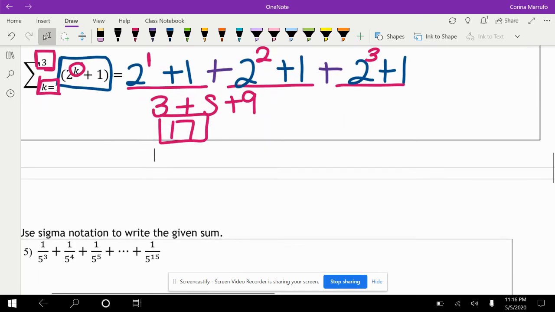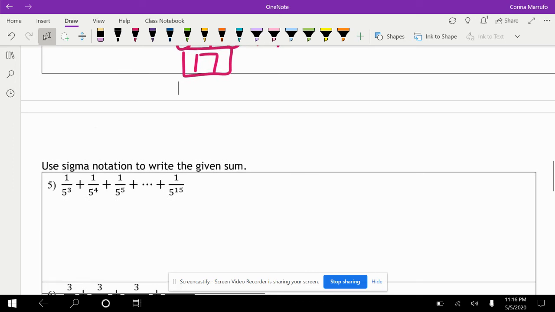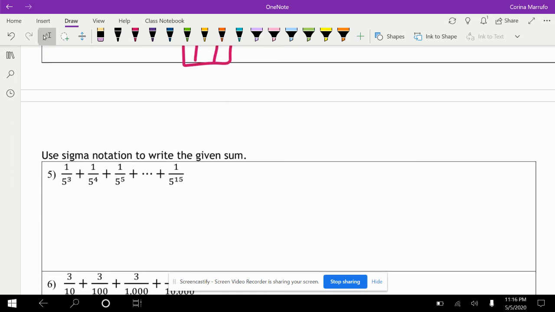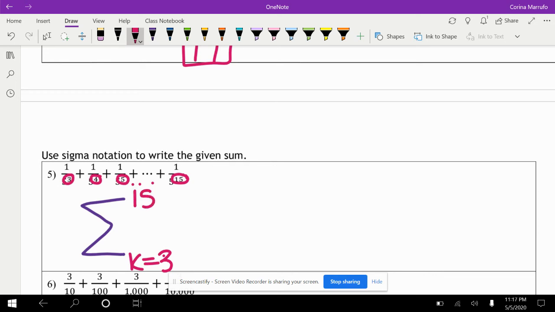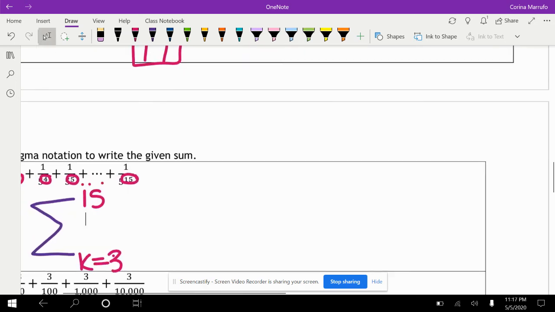All right, this next one. Now they want us to use sigma notation to write the given sum. So if we look here, we are writing our own sigma notation. Okay. So we're going to see, what does our k start at? Okay, what number are we starting at? So if you notice, the variable that's changing here is 3, 4, 5, dot, dot, dot, all the way up to 15. So that means that they want us to start at 3 and they want us to end at 15.